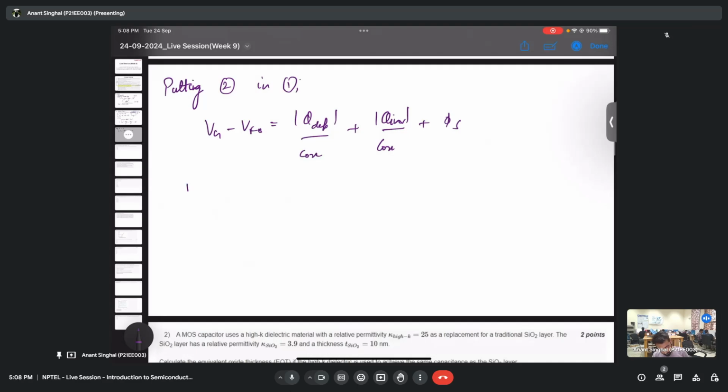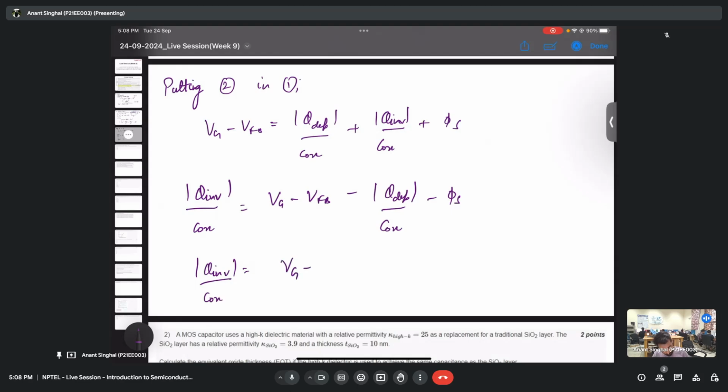And what we are interested in is calculating this inversion charge, which will be Q inversion over Cox, which I can write as Vg minus Vfb minus this Q depletion over Cox, and minus phi s. So if we have this, I can easily write Q inversion is nothing but Cox times Vg minus this, which I can write as VFB plus Q depletion over Cox plus phi s.